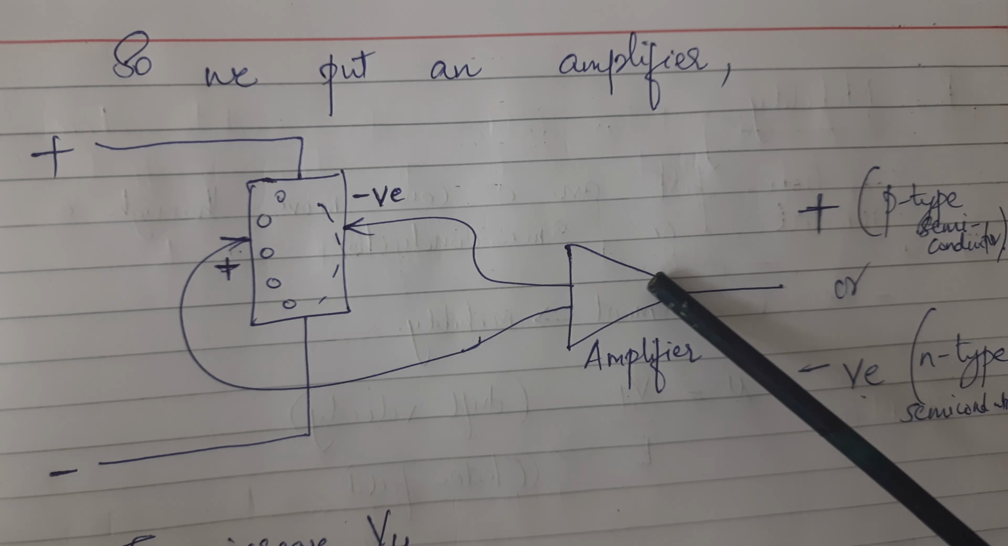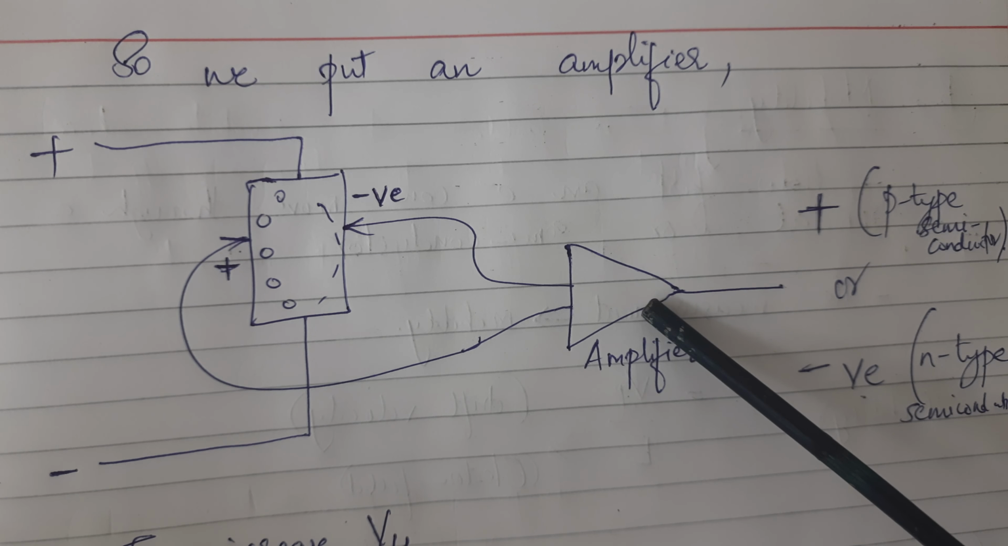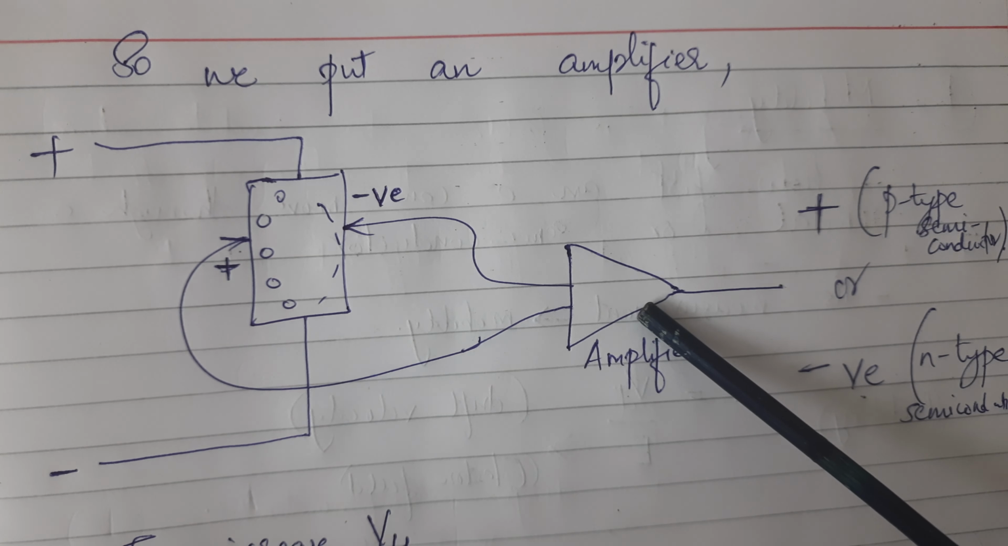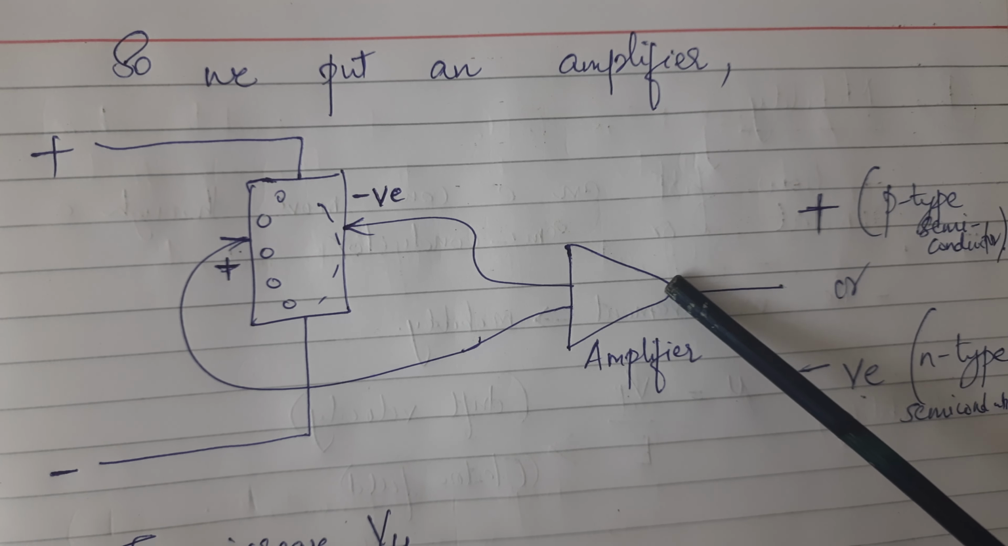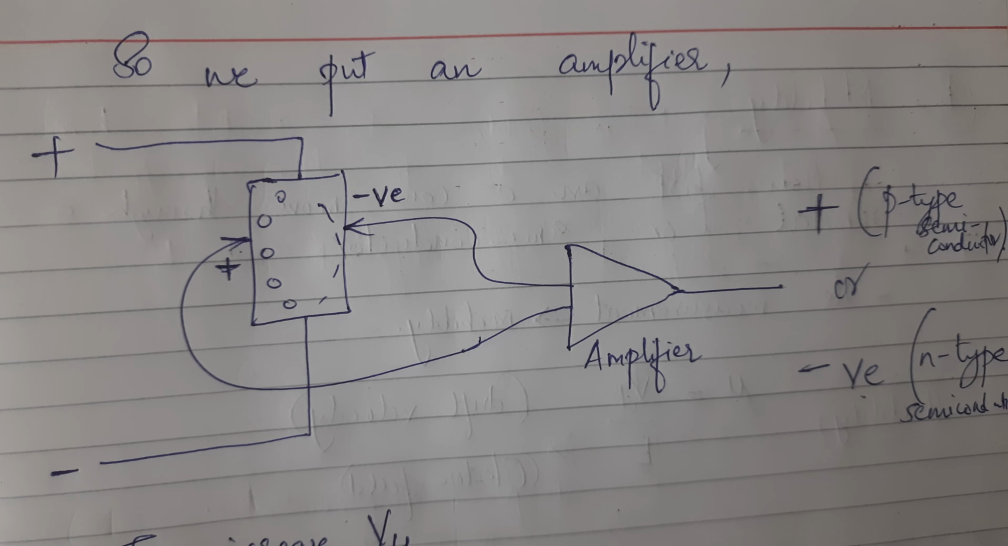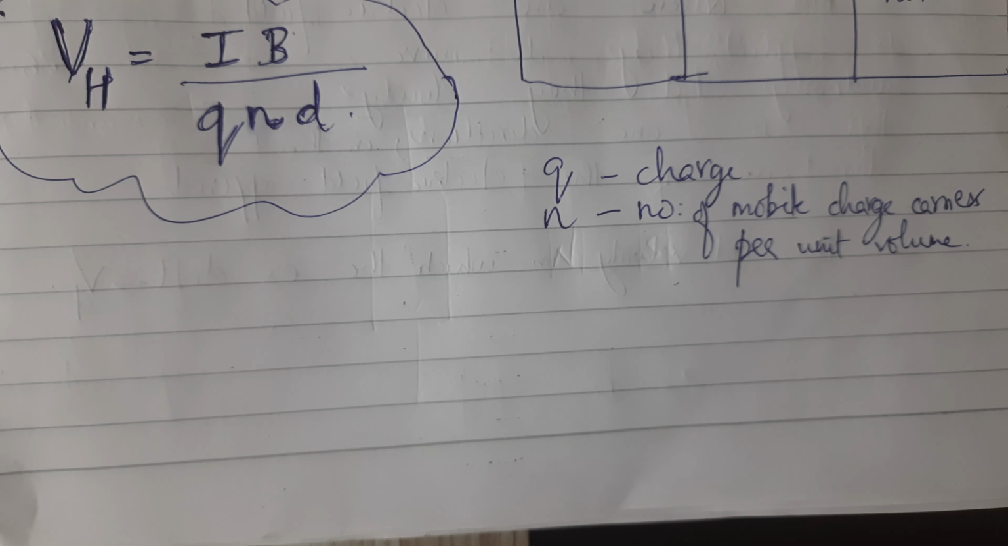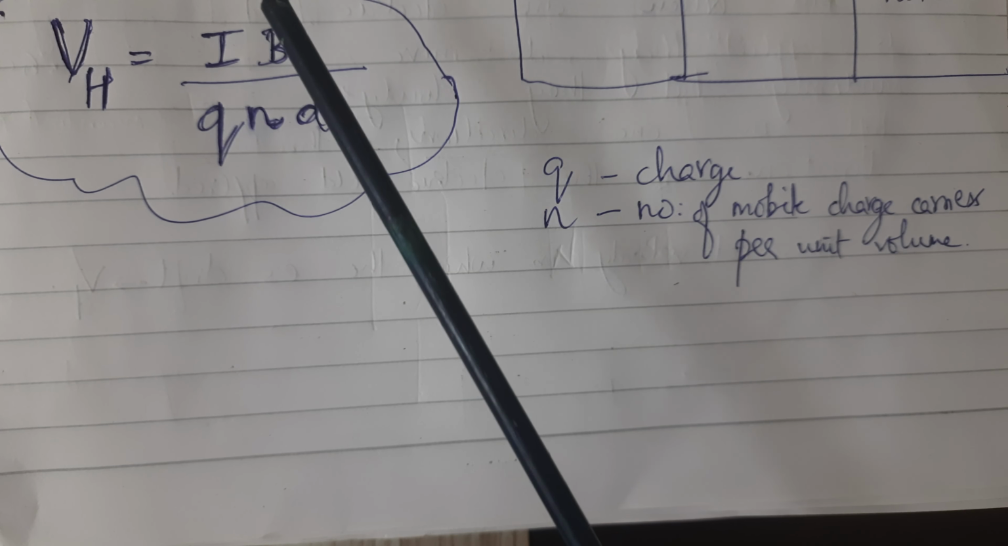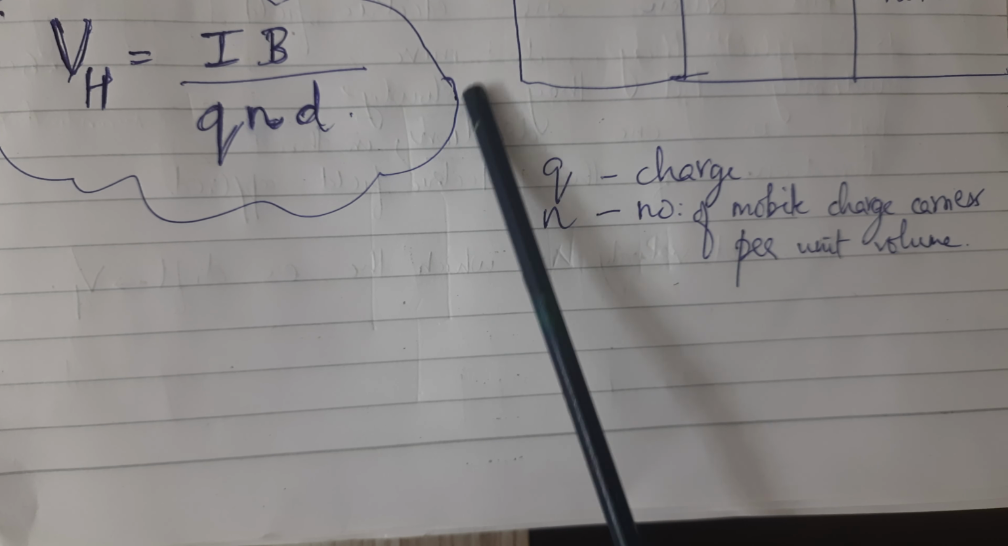So more current as well as more magnetic field can increase this Hall voltage. Then there is an equation for Hall voltage. It is called VH. So VH is equal to IB by QND.